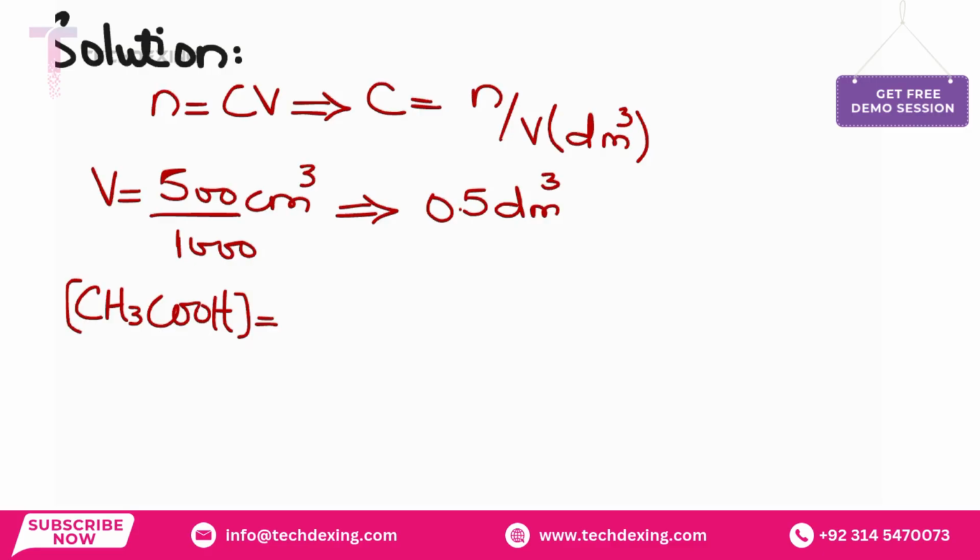Acetic acid, it is 0.235. This is the number of moles. Yeah, so it would be divided by 0.5. So the answer comes out to be 0.47 mole per dm cube. In the same way, we can find the concentration for the ethanol.